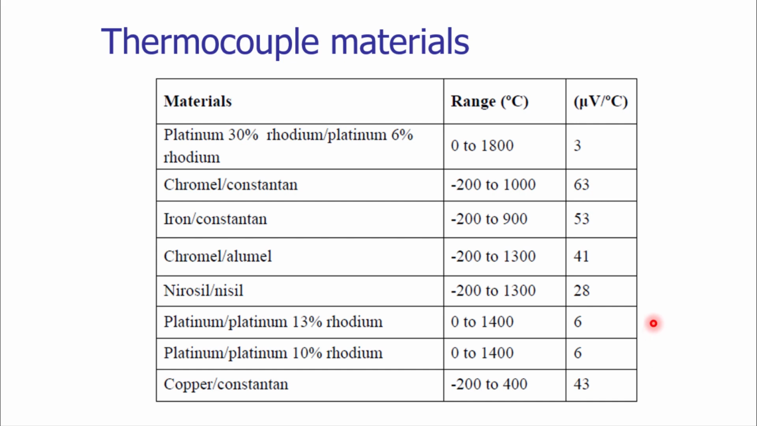To choose the thermocouple material, we have to look at the range of temperature for our application. On your screen, you can see the respective ranges of temperature measurement. In addition to this, the sensitivity values are also provided. These sensitivity values will help you to choose the proper thermocouple material.